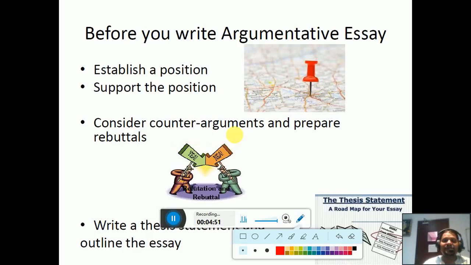And I need to prepare for rebuttals. That means when I consider the counter arguments of people, when I hear people saying demonetization is bad, I need to answer those counter arguments and say no, and I need to reply to those counter arguments and reject them by giving my points and proving them wrong. So that's called rebuttal.